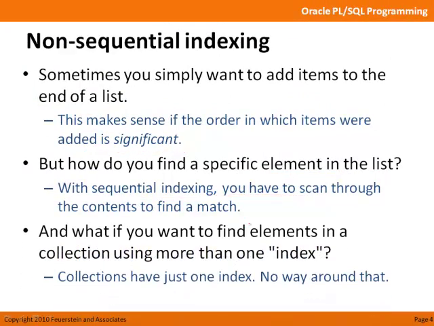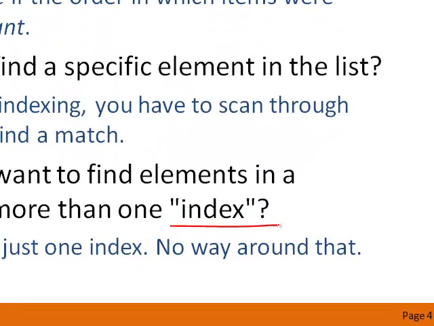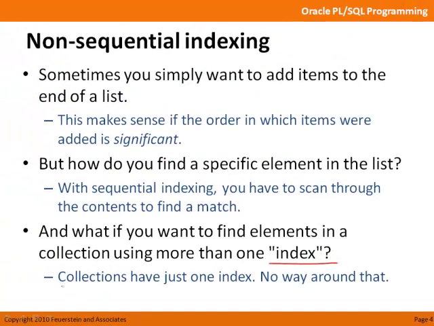And certainly, I might want to find elements in my collection with more than one index value. I want to find an employee by employee ID. I want to find an employee by last name and first name. I want to find an employee by their social security number. But the challenge there is that collections can have just one index.